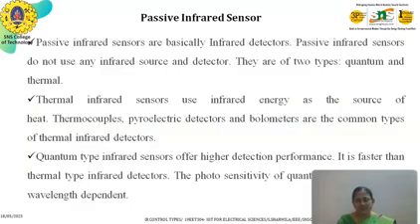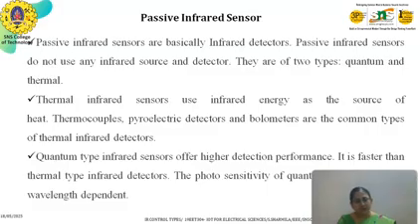The passive infrared sensors are normally infrared detectors. The passive infrared sensor does not use any source and detectors. In this, there are two types available. One is quantum and the other one is thermal. We know that the infrared sensor's main sources are heat energy or thermal radiation. The thermocouples, pyroelectric detectors and bolometers are the common types of thermal infrared detectors.